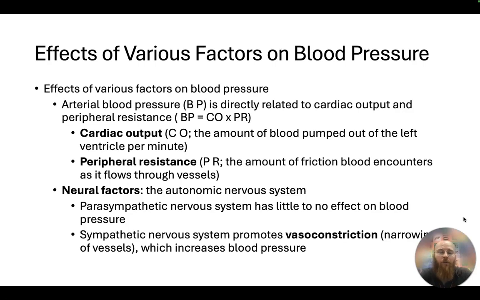And so the arterial blood pressure is just a product of the cardiac output, so how much blood is being pumped, and the amount of resistance that it's experiencing as it's pumped through the vascular system.